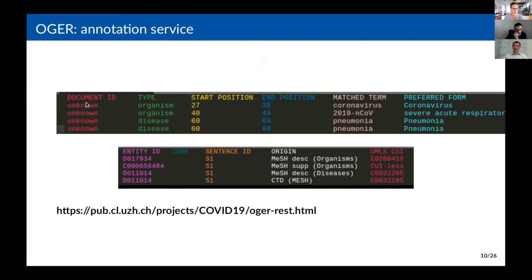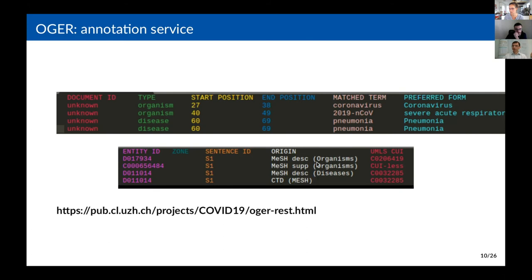Within an article. In this case, it's the article I provided before, so it doesn't have a document ID. If I had submitted a PubMed ID instead, we would see the PubMed ID. In this case, we just submitted text, so there is no document ID. And we see the position in the text in which an annotation has been found, a term that has been matched, a preferred form for that term within the reference database, the entity identifier in the reference database, and here in origin you see the actual reference database.